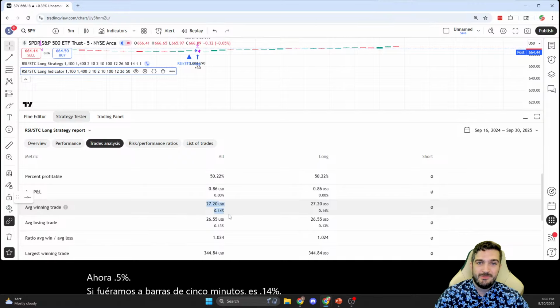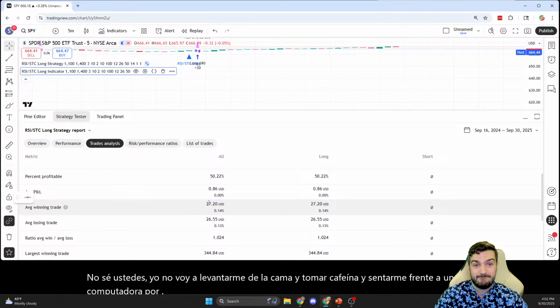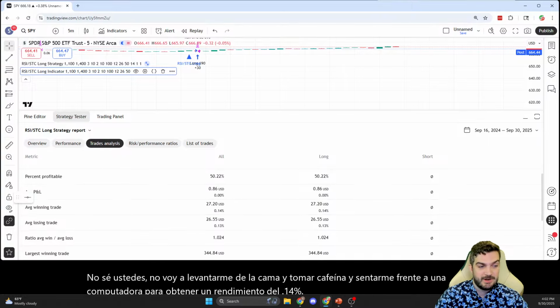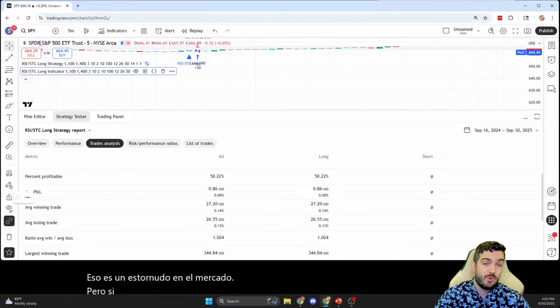I don't know about you. I'm not going to get out of bed and caffeinate myself and sit in front of a computer for 0.14% return. That's a sneeze in the market. But if we're interested in options, that 0.14% could be 40 to 50% in an option.